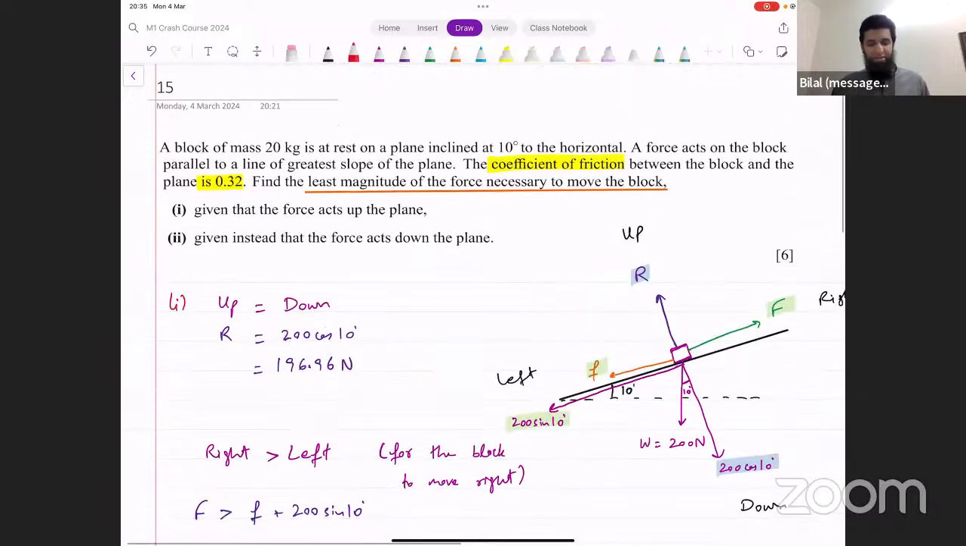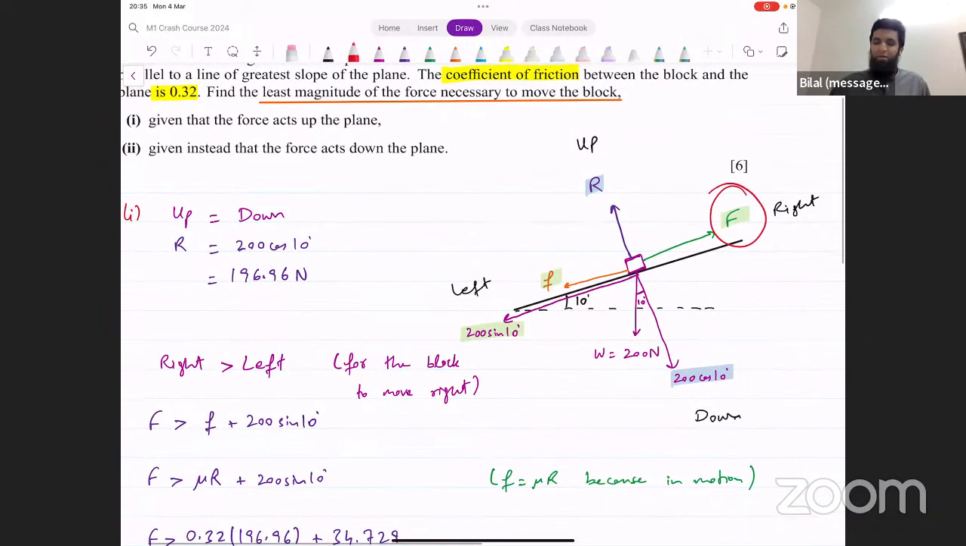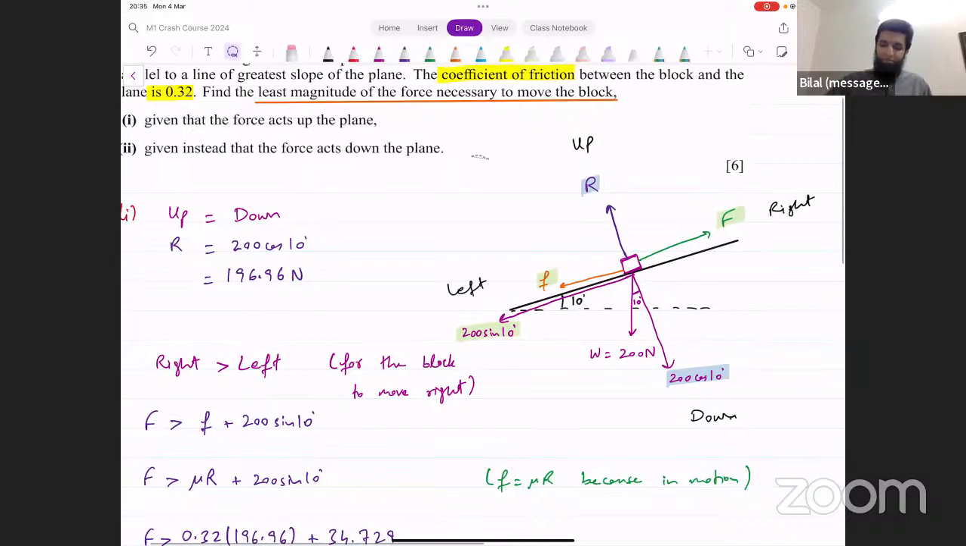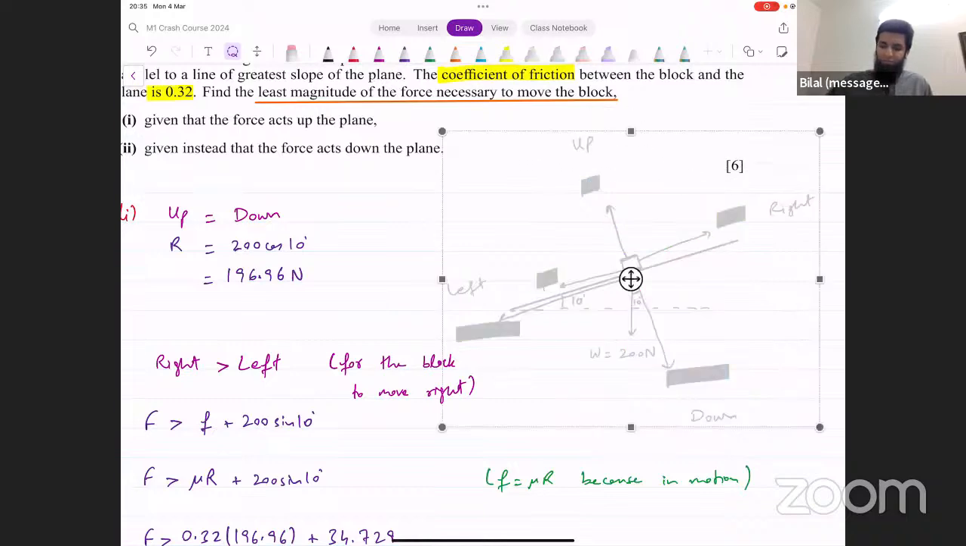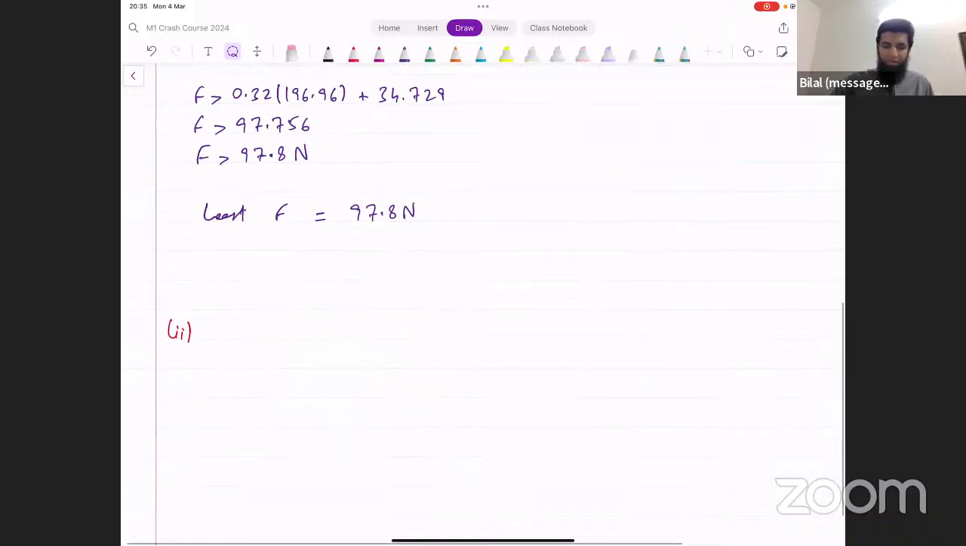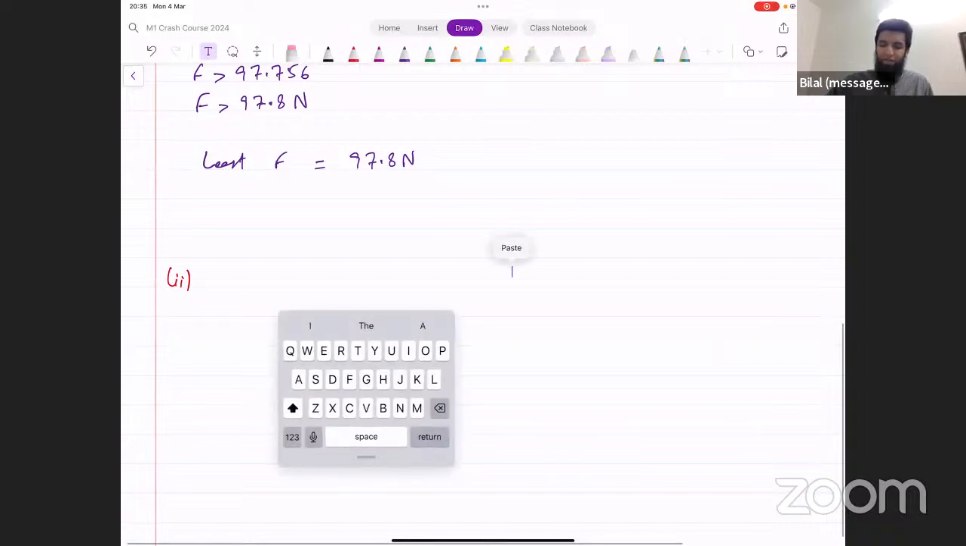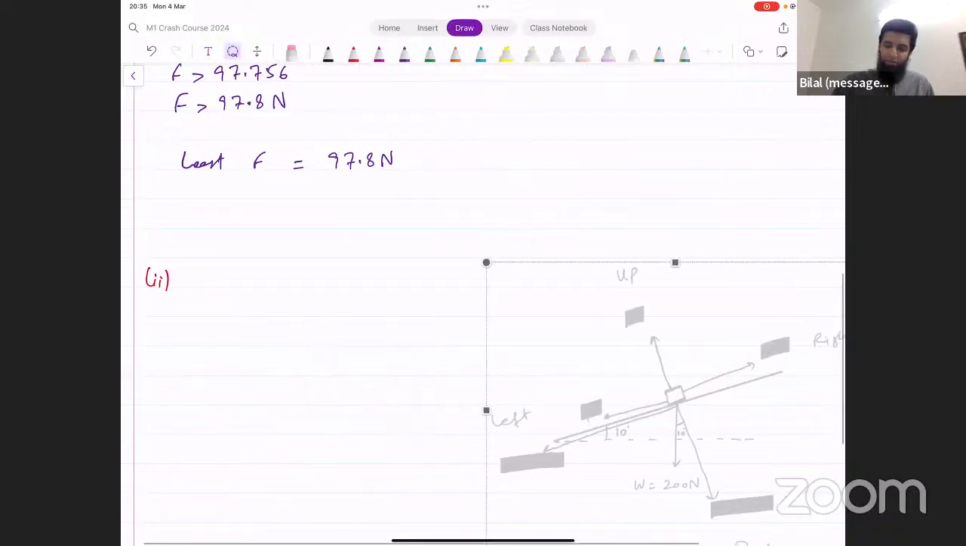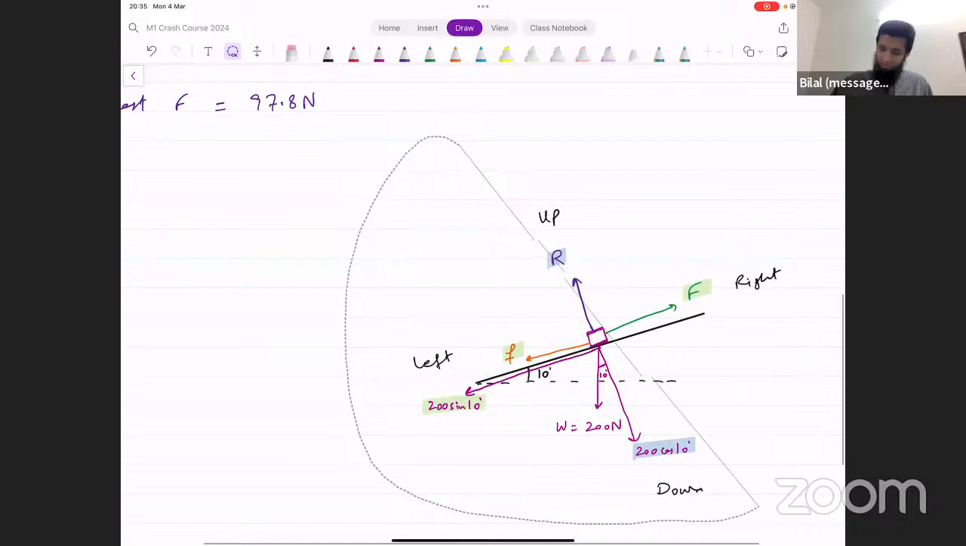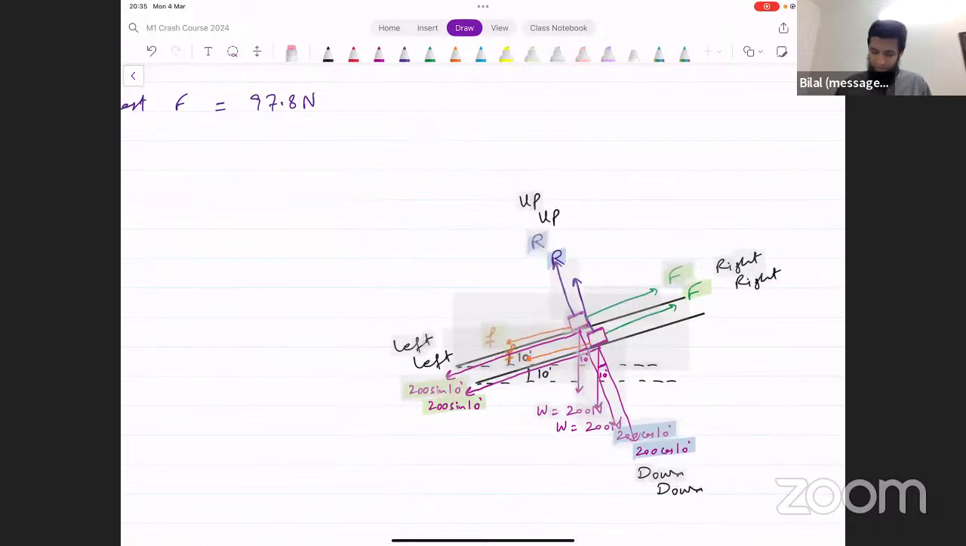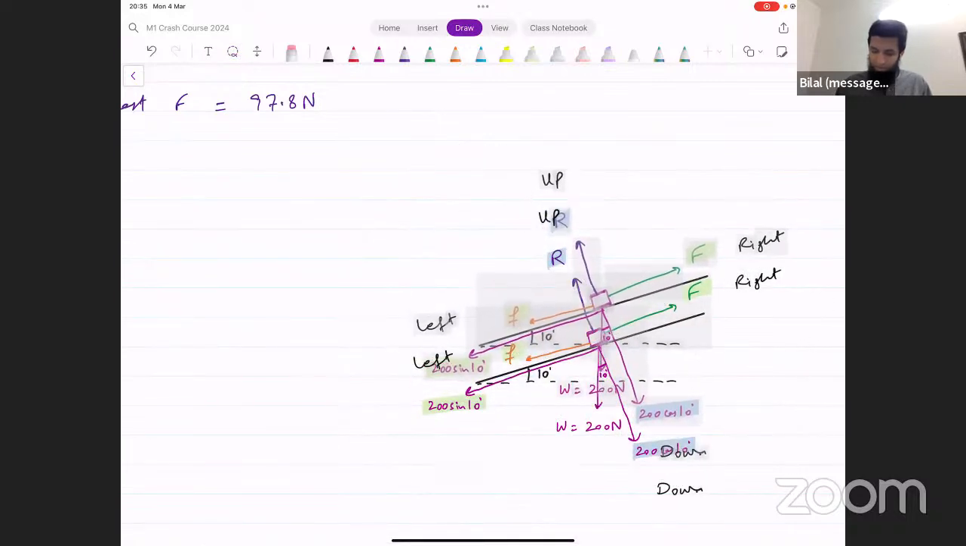All right, let's look at the second part now. The second part says, given instead that the force acts down the plane. So this force that you're applying, now they're saying this force acts down the plane. Now what happens in that case? Everything is going to remain exactly the same as before, except the direction of the force F. Because of that, you will see that the friction direction will also change. Let's represent all of that again.